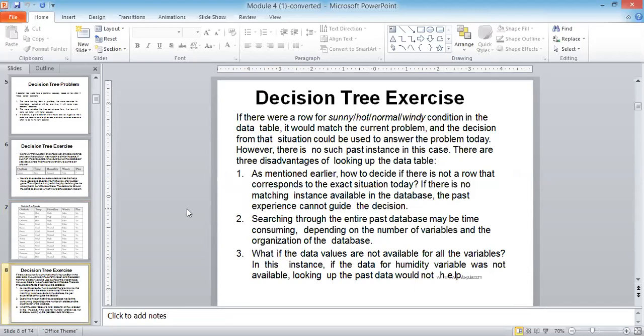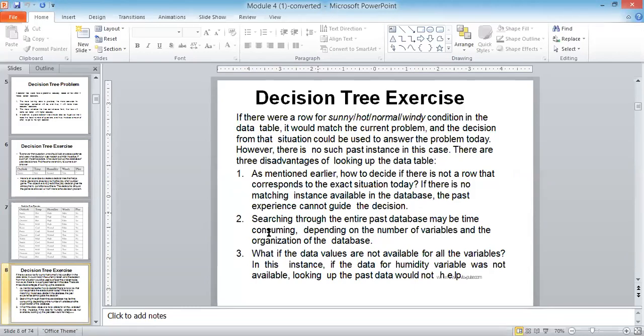Now there is some exercise they are going to apply. Even though you are going to have a good number of past data, as mentioned earlier, it is difficult to decide on one particular row. Means in certain situations you don't have your data set, then how are you going to decide? That's a very big problem. So you cannot just depend on the past experience.